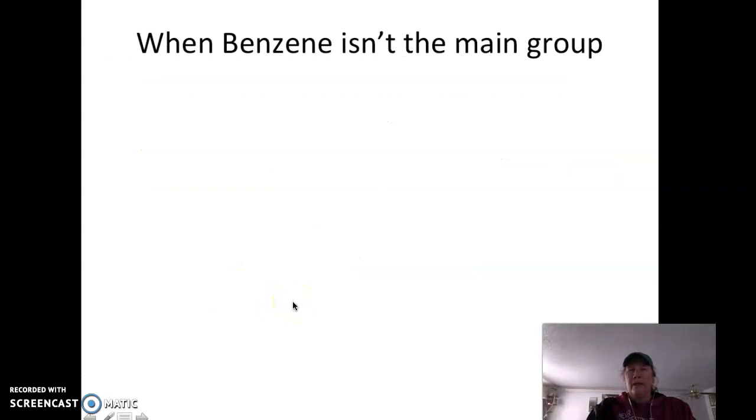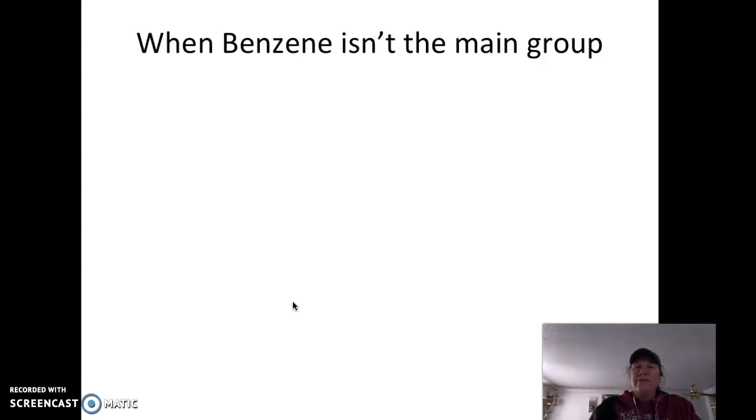Okay, so what happens if you have a benzene on a group? And let's say it's one with a double bond or one that has substitute chains on it. Now benzene isn't the main group. Benzene is a substitute group and it's stuck onto a chain, and that can happen. So what you do when that happens is you give it a name like a substitute group. You call it phenyl. You think it would be benzyl, right? Because it's benzene, it'd be benzyl. It's not. That would be too simple, I guess.